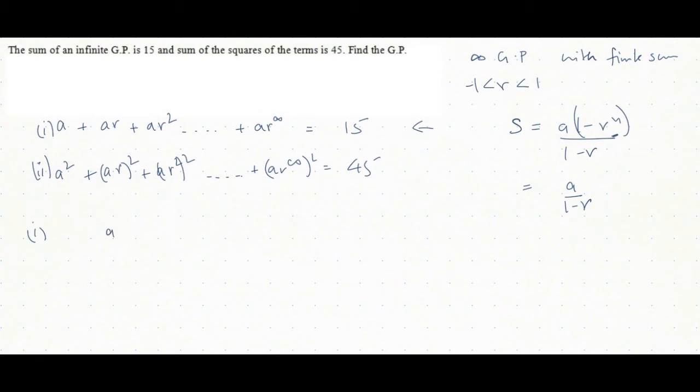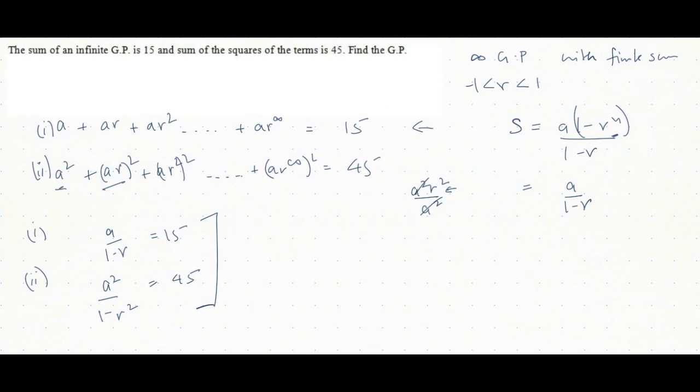is 15. And in the second equation, the first term is a square. Also, as I said, if r is less than 1, r square is also less than 1. I have a square by 1 minus, here the common ratio I can get by dividing the second term by the first term. The second term is a square r square, the first term is a square, so the common ratio now is r square. So 1 minus r square is equal to 45. So these are the two bits of information that I have to work with to get my answer.